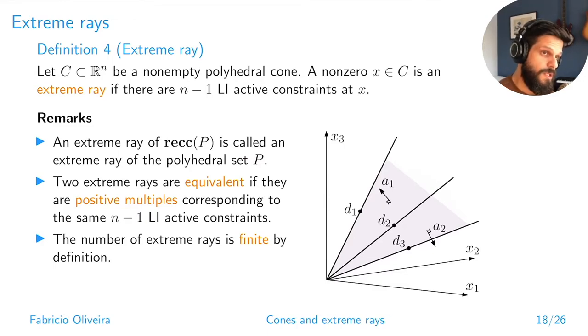We say the extreme rays are equivalent if they are just scalar multiples of d. So this is an extreme ray and this is the same extreme ray. We can say that this is lambda 1 d1 and this is lambda 2 d1, and these are exactly the same extreme ray. So we have an extreme ray for each pair of active constraints in this case. Because it is defined like so, it automatically gets this combinatorial nature just like we had before. And that means that we always have a finite number of extreme rays in polyhedral sets, in polyhedral cones, because you have a finite number of those.